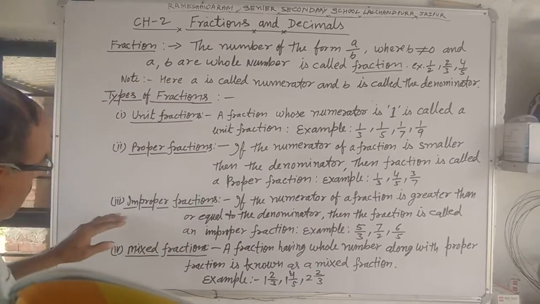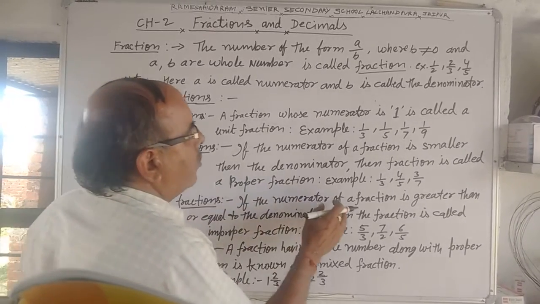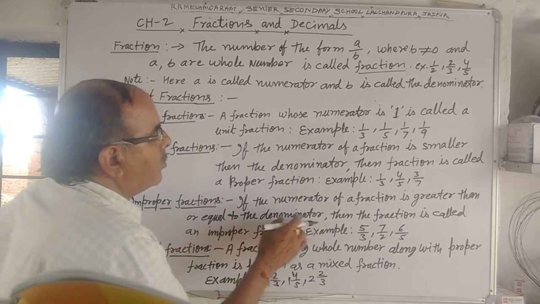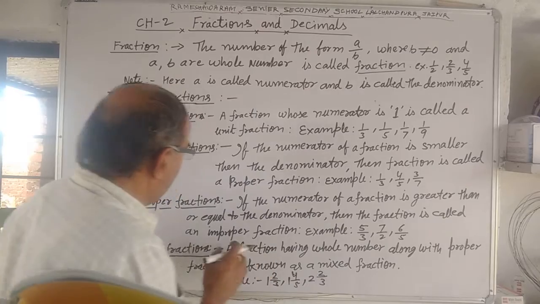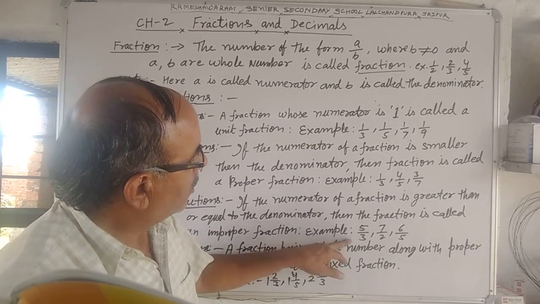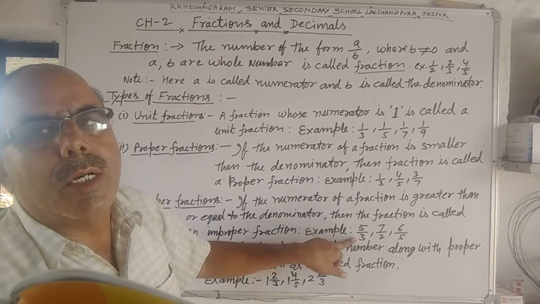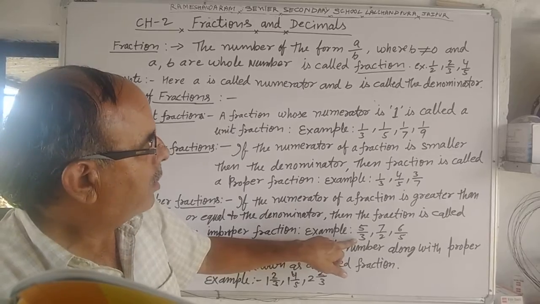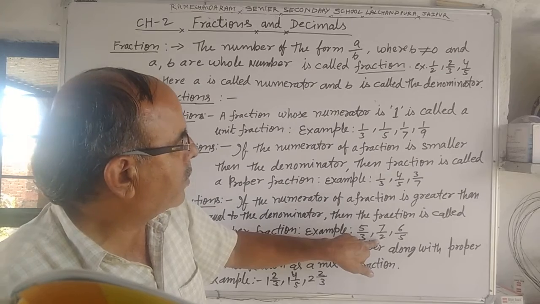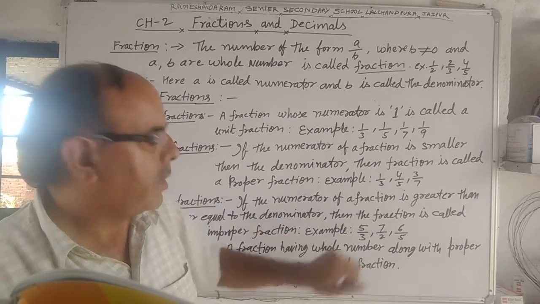Third, improper fractions. If the numerator of a fraction is greater than or equal to the denominator, then the fraction is called an improper fraction. Improper means the numerator is greater than the denominator. 7 is greater than 2, an improper fraction. 6 is greater than 5, an improper fraction.